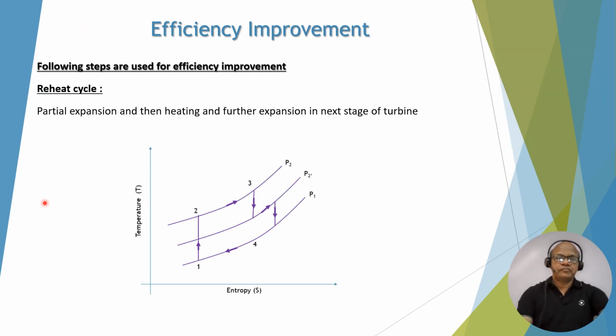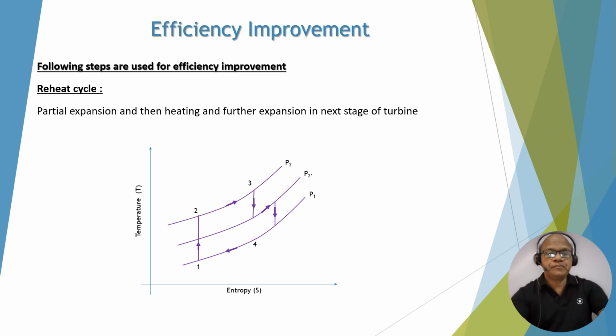Now, how to improve the efficiency of gas turbine system? So one process is called reheat cycle. So you see in the TS diagram, after partial expansion in the turbine from process P2 to P2 dash, the gas is again heated externally and then further expansion is done in the next stage. So this is one way through which efficiency of the gas turbine system is improved.